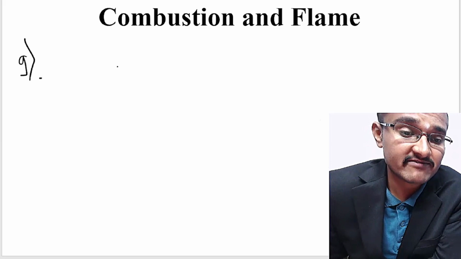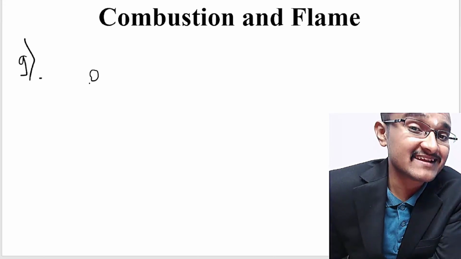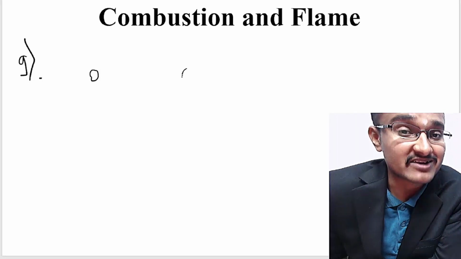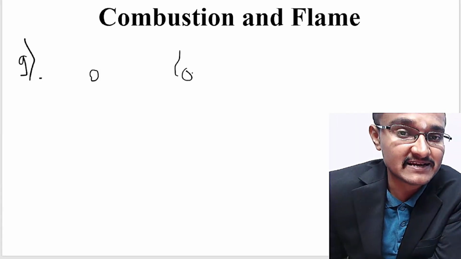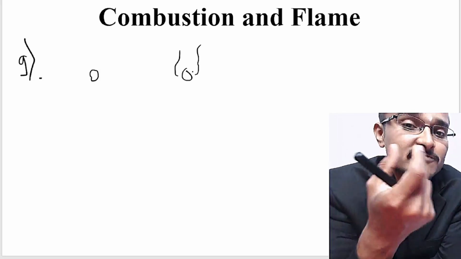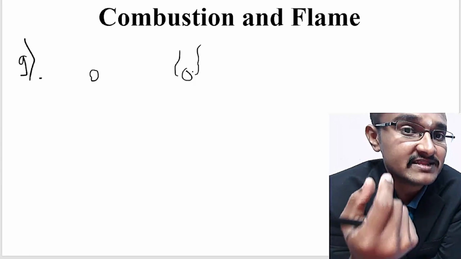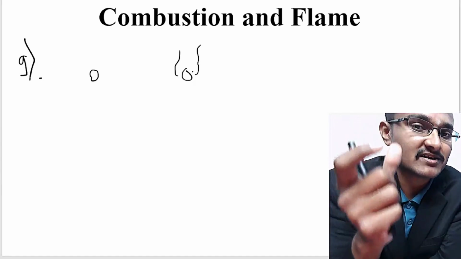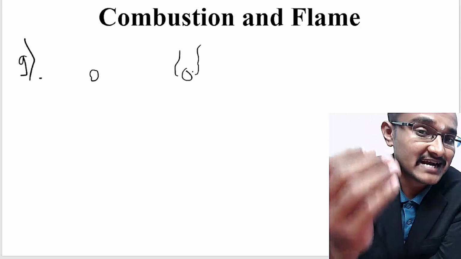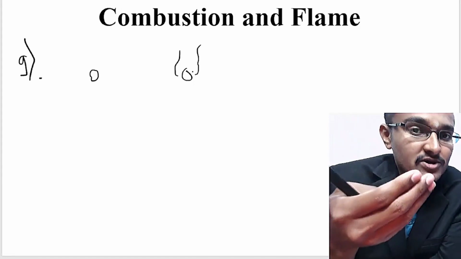Coming to the ninth question, they have asked why a heap of green leaves catches fire very late, but a heap of dry leaves will catch fire immediately. Why? Because the dry leaves have already lost water molecules. When water molecules are lost from the leaves, the ignition temperature of those leaves is reduced. So that's why even with less temperature, the dry leaves catch fire.